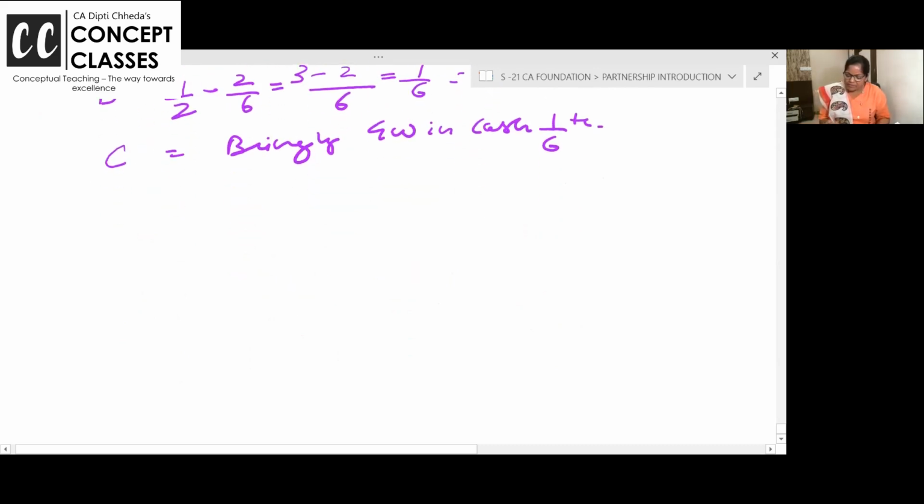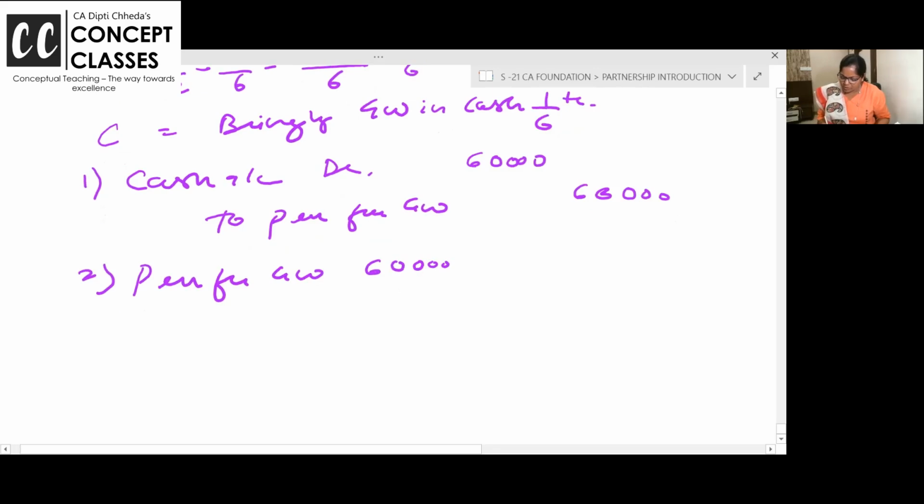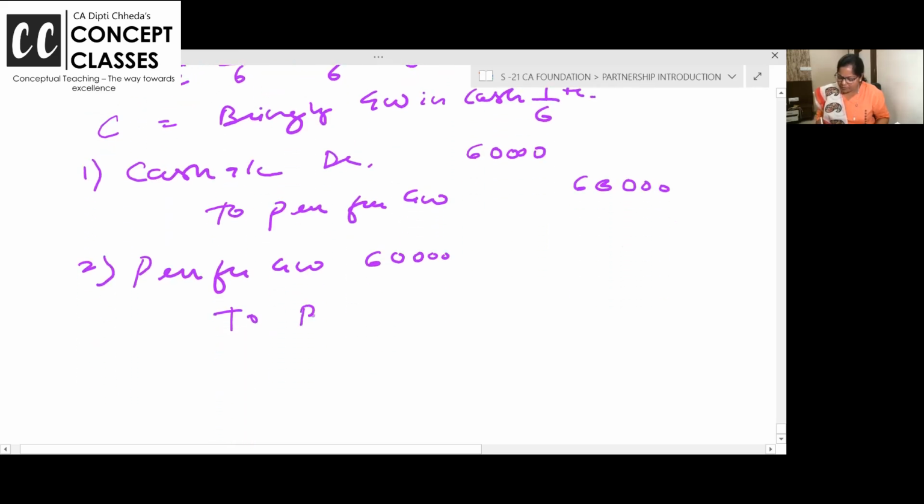So what entry will we record now? Cash account debit to premium for goodwill. How much goodwill is C bringing for 1/6 share? 60,000. And this premium for goodwill 60,000, whom will you give it to? Premium for goodwill, B's capital account, over and out.